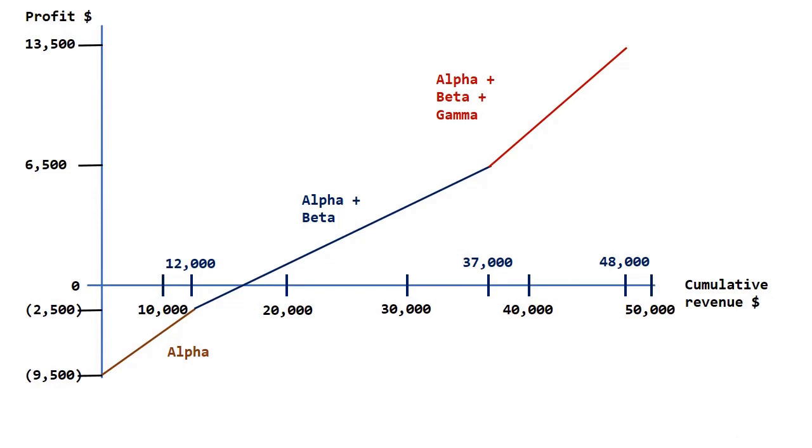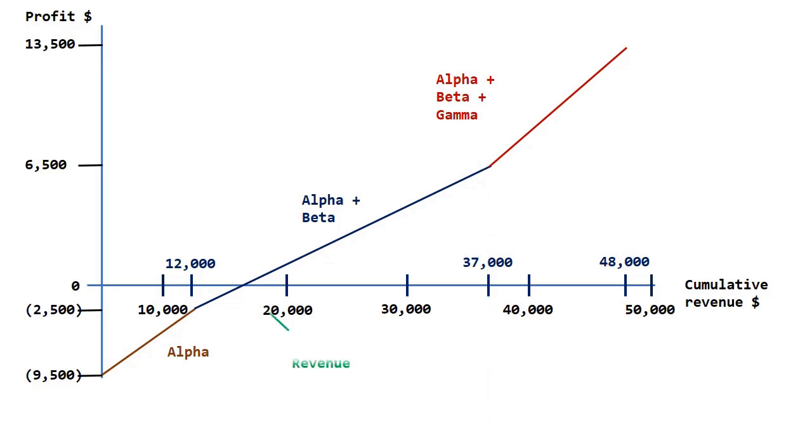Plotting these points on the graph gives us a line that looks like the one shown here. Notice that the x-axis is now sales revenue rather than sales volumes. From the graph we can determine the break-even revenue to be around $16,000.